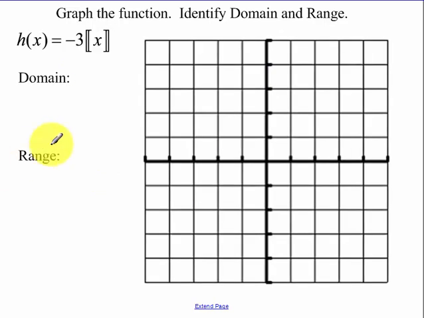Okay, next. The negative in front of the function, outside the function, means across the x-axis. The 3 is a vertical stretch. I'm taking the x's and I'm stretching them out. So let's get an idea. I'm just going to get a few on here.